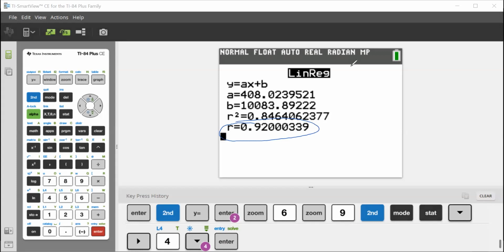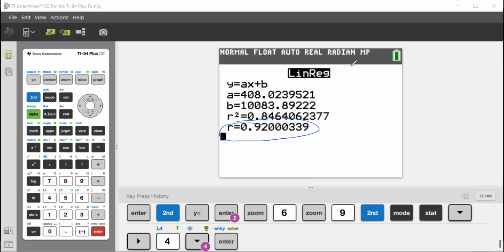So first of all, that value for R is called the correlation coefficient. And more or less what it does is it tells us how linear the data we're looking at is. How close to a line is it? And basically the way it goes is that the closer the absolute value of R is to 1, the more linear your function is.